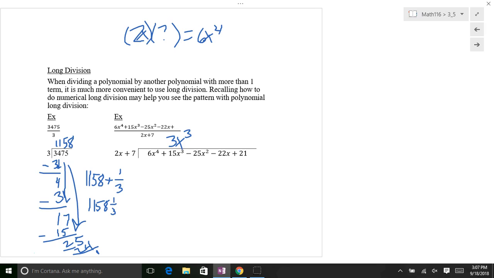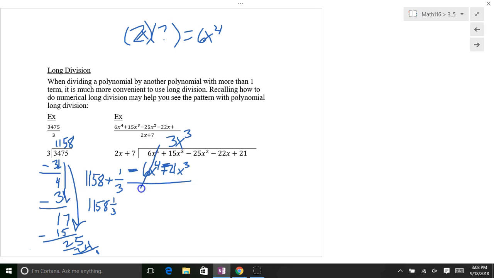So put it right above the other degree. I'm going to put it right above the term with the third degree, and then we're going to multiply it through. 3x to the third times 2x, 6x to the fourth. 3x to the third times 7, positive 21x to the third. And then just like with numerical long division, I'm going to subtract this whole term. Well, if you subtract the whole term, that means each of these are changing their signs.